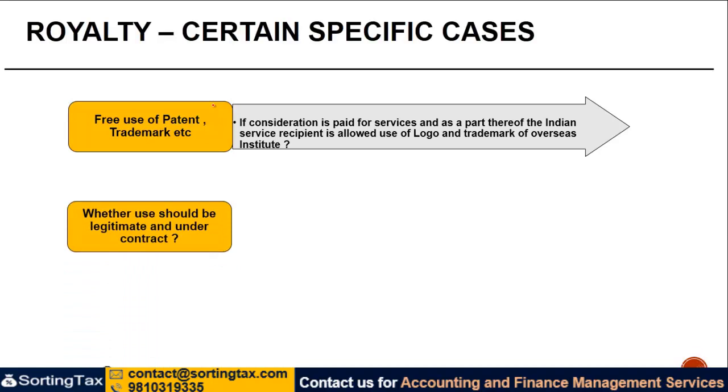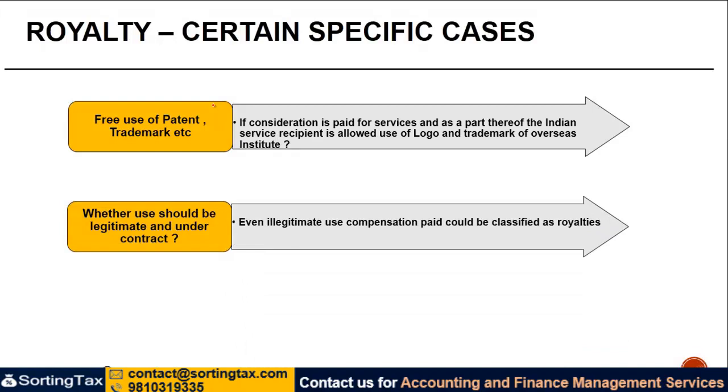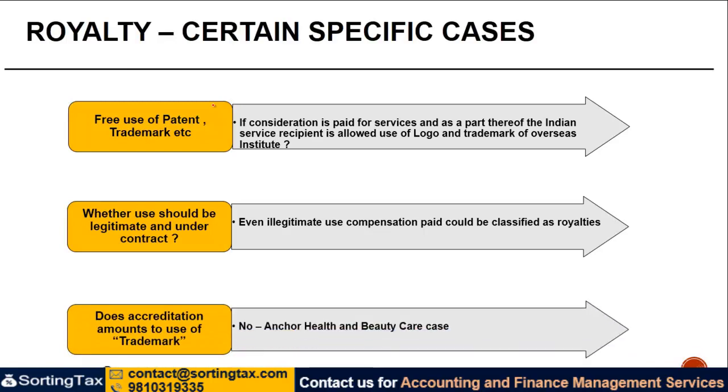Whether use should be legitimate and under a contract doesn't matter. Even if it is an illegitimate use, as long as you are making a compensation for that, it has to be classified as royalty. Does accreditation amount to the use of trademark? No. When you are accrediting a person, you're not doing any of the rights or acts which were discussed earlier, and therefore it does not amount to royalty. It has been held in the case of Anchor Health and Beauty Care.